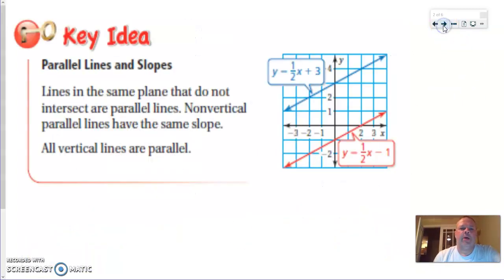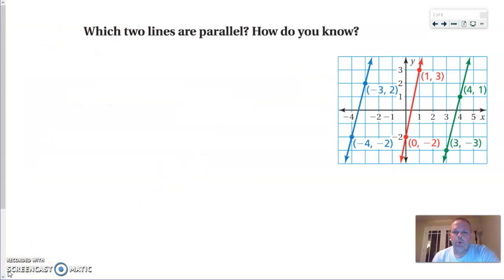Again, what we're going to be talking about today is parallel lines and slopes. Lines in the same plane that do not intersect are parallel lines. Non-vertical parallel lines have the same slope. All vertical lines are parallel. Which of these two lines are parallel, and how do you know?